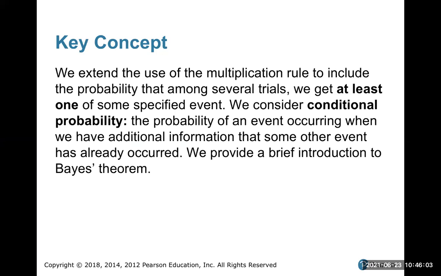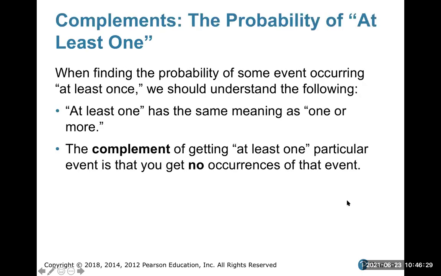So we extend the multiplication rule to include probability amongst our trials. We get at least one of some events, so saying at least one head when you are flipping coins twice. And then also we're going to talk about conditional probability, these 2 items.